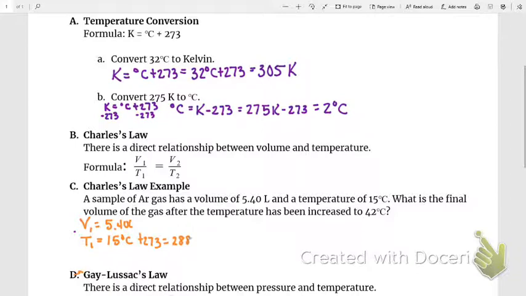And then it says, what is the volume of the gas after the temperature has been increased to 42 degrees Celsius? So we know that our second volume is what we are solving for, and the new temperature is that 42. Again, we have to swap that over to Kelvin by adding 273, and so you get an answer of 315 Kelvin. Okay. So in our equation, we have that V1 over T1 is equal to V2 over T2.